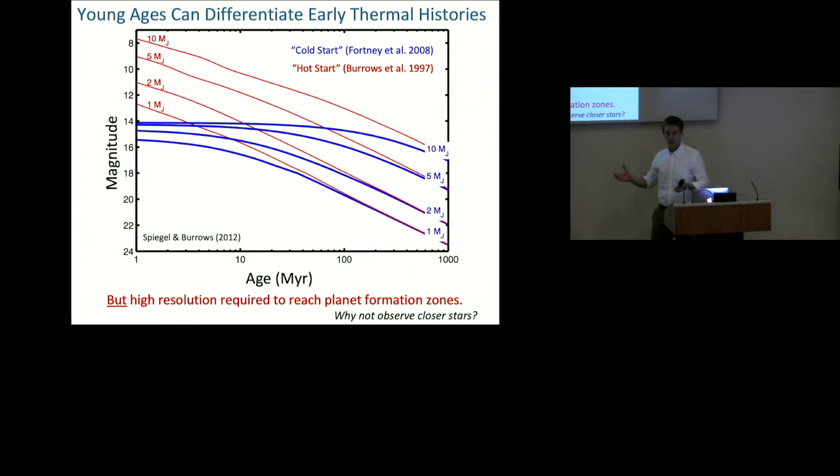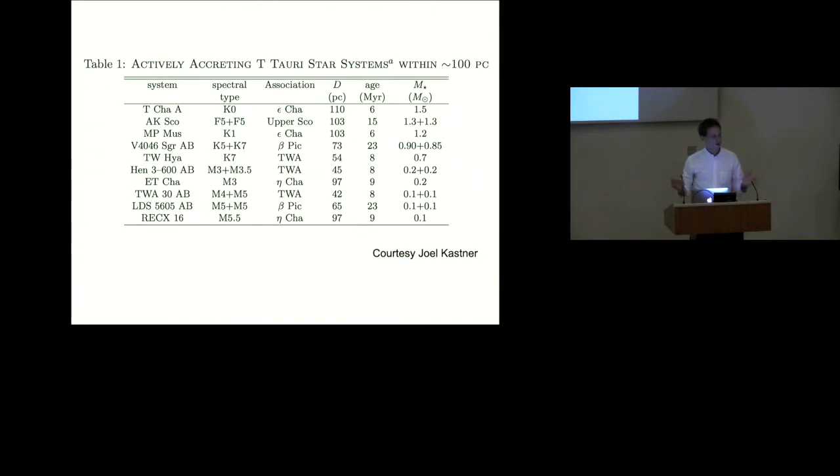Why don't we just observe a bunch of closer stars? This is a meeting about high resolution, right? So how do we maximize our resolution? Let's just observe a bunch of closer stars. This may not be obvious to people in the room that don't work on direct imaging, but if we just make a list of stars that are reasonably close, that are still very young, it looks something like this.